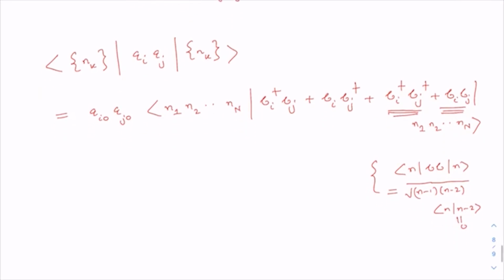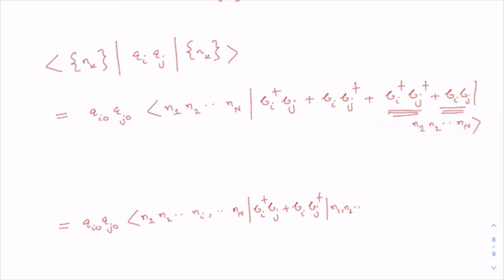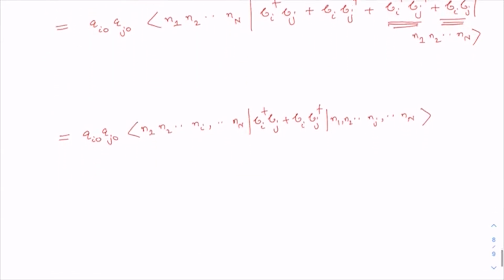So I will simply have q_i0 q_j0 times the bra n1 n2 up to n_i up to n_N, and here you will have b_i dagger b_j plus b_i b_j dagger, and on the other side you will have the ket n1 n2, and so on, with n_j up to n_N. You have understood this anyway. Okay, so now let us proceed further.